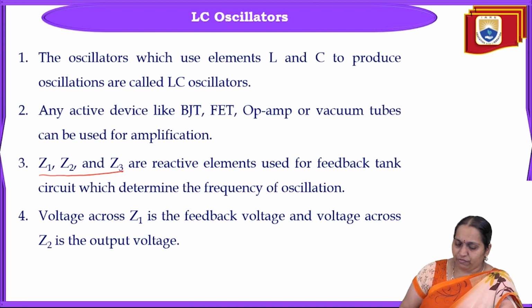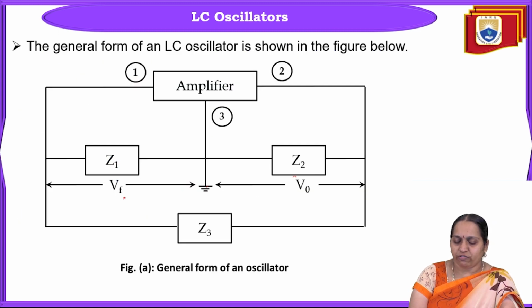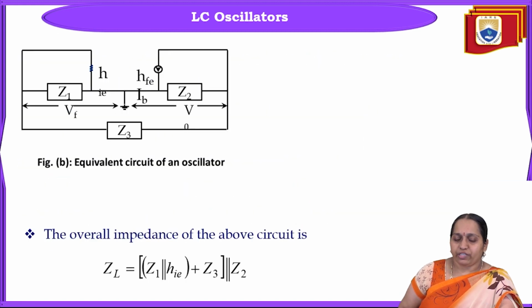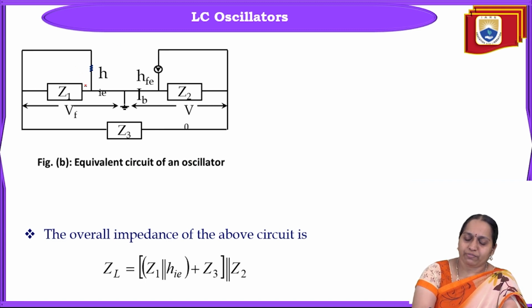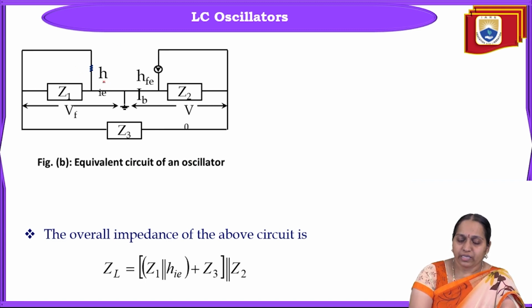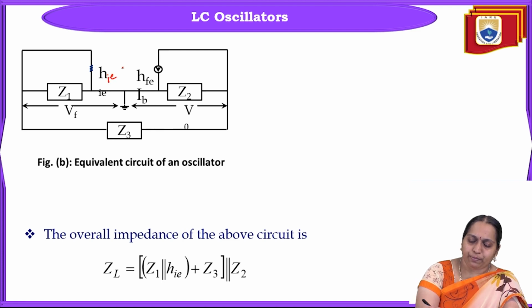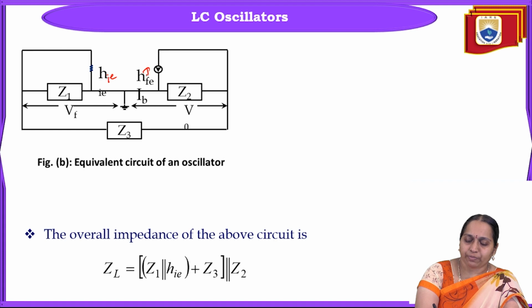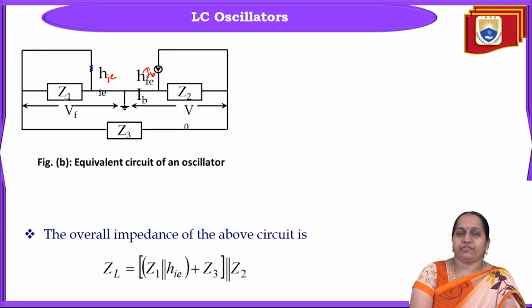Voltage across Z1 is the feedback voltage Vf, and voltage across Z2 is the output voltage V0. So if we try to write the equivalent circuit of an oscillator, in place of the amplifier I'm just replacing it by hie, the approximate equivalent circuit of a transistor. hie is the impedance, and hfe is the current source, hfe into IB. So you'll have Z1 impedance, Z2, and Z3 across 1 and 2.